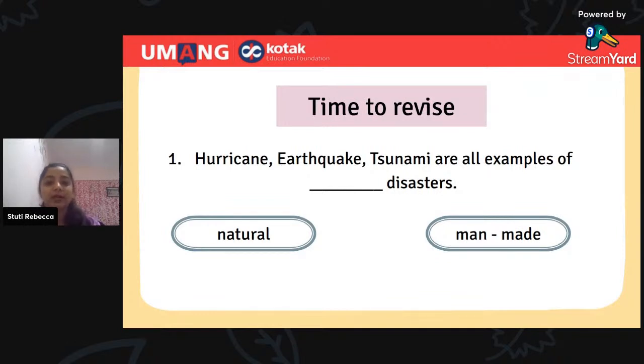Perfect. The first question for you is this: hurricane, earthquake, tsunami are all examples of dash disasters. Your options are natural or man made. Tell me. Come on, read the question carefully. Hurricane, earthquake, and tsunami belong to which disaster? Natural or man made? Quickly write your answers. Come on, now read it along with me. All right. Hurricane, earthquake, tsunami are all examples of natural disasters. Good job, everyone. Very good.